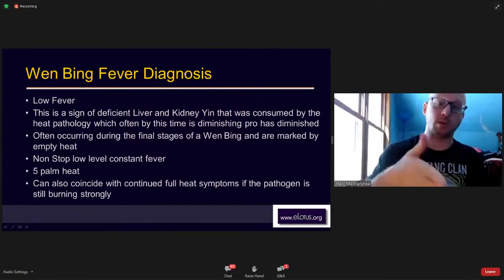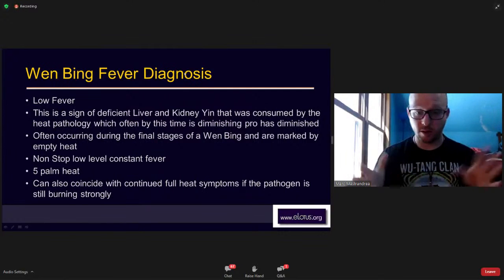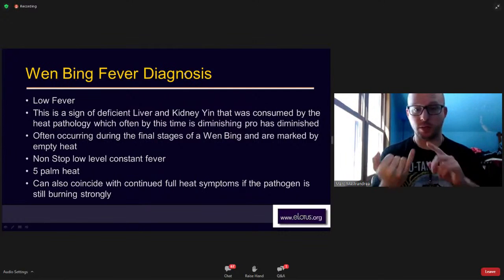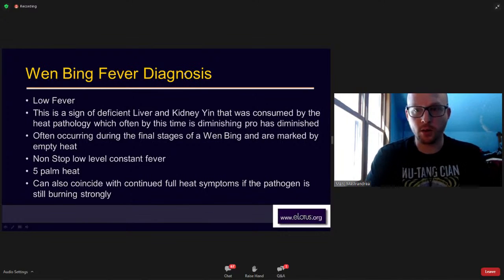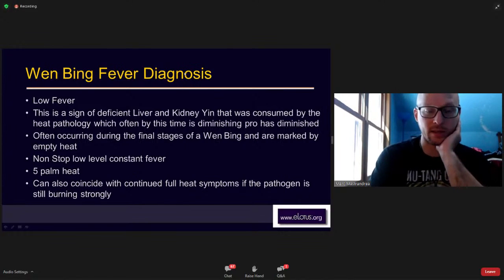They cut right to the lower burner, and they started messing around and taking things out. And so it resulted in blood stasis, inflammation, right? Because you're cutting through tissue, it's creating inflammation. And the chemotherapy that was used created further inflammation, right? So all of these things will create what looks like a lower burner Wen Bing pathological issue.